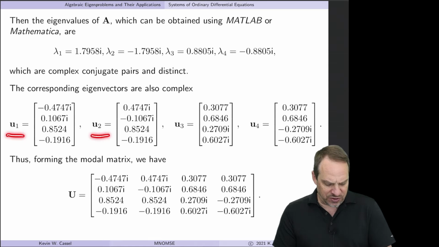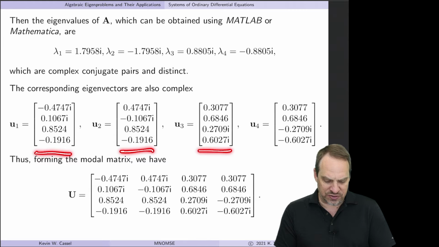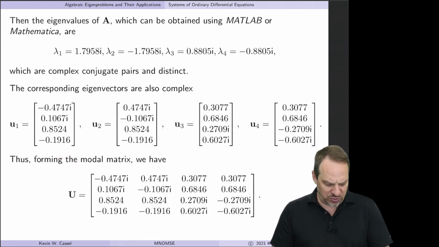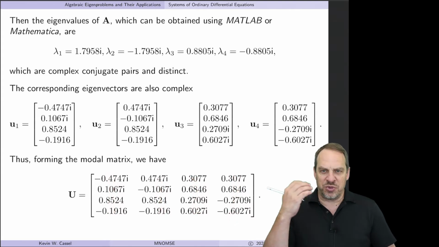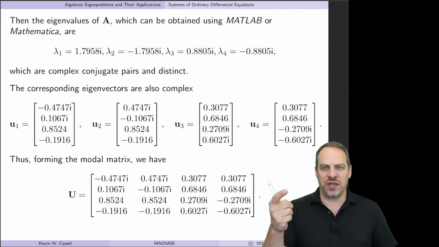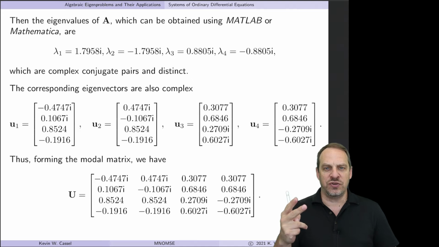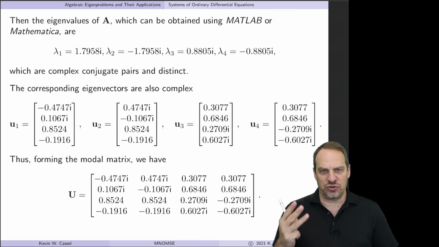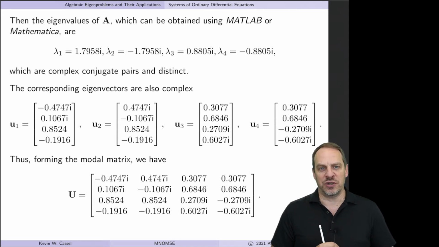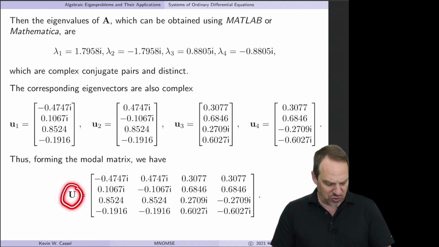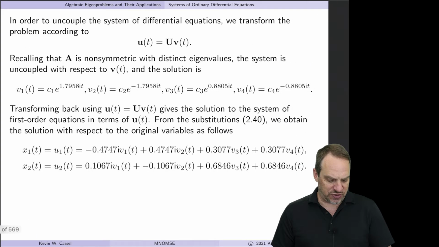Again, get the eigenvectors using Mathematica or MATLAB, and they are complex, as you might expect, because we have complex eigenvalues. So we can form the modal matrix, and so here's U1, U2, U3, U4. Now remember the road signs. So we have a non-symmetric A, but we have distinct eigenvalues, so the eigenvectors should be and are linearly independent. So our modal matrix U will indeed fully diagonalize our system of equations.